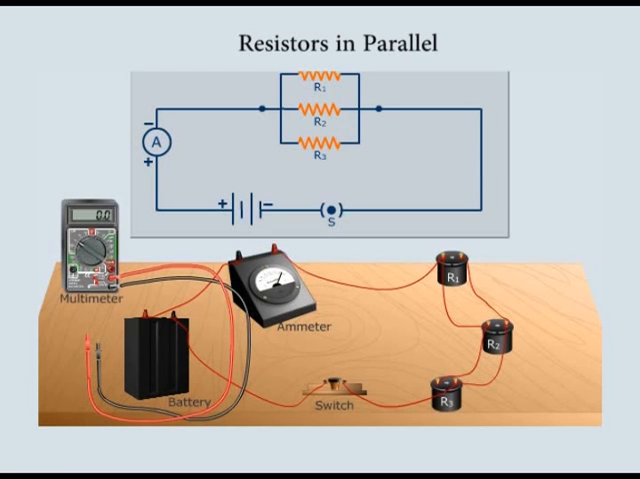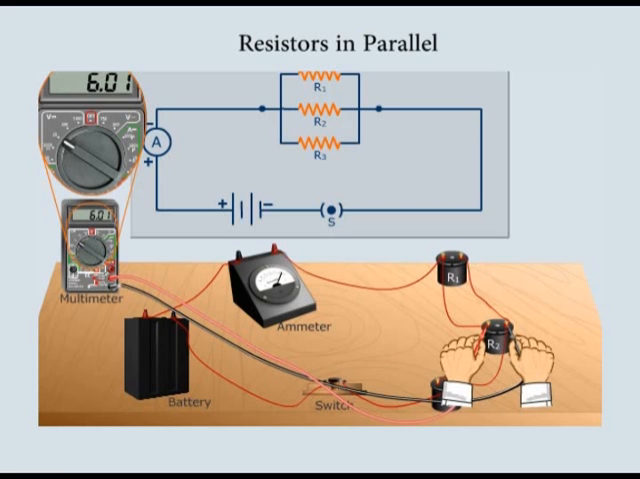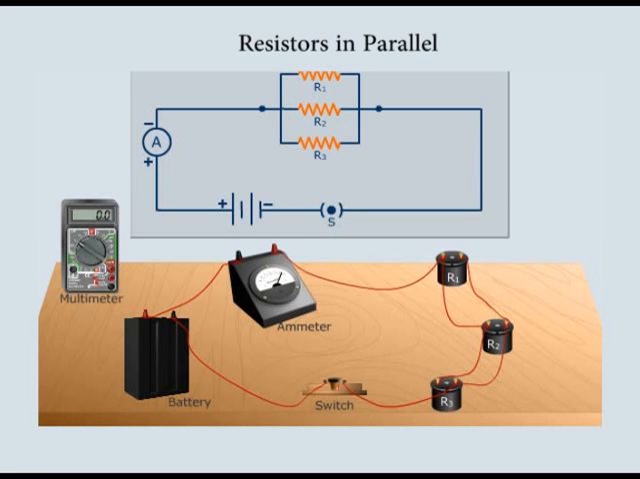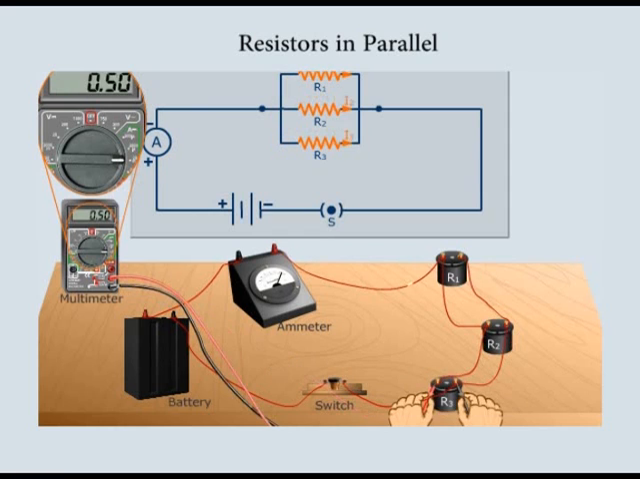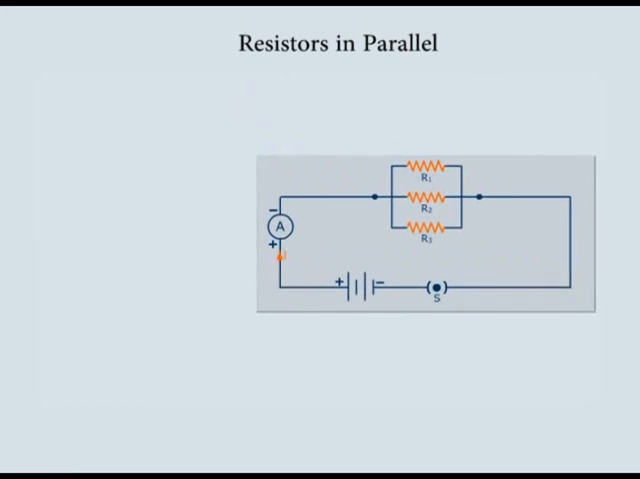Observe the multimeter reading when used to measure potential difference across R1, R2 and R3. Now observe the multimeter reading when used as an ammeter. You observe that the current flowing through R1, R2 and R3 is different, and that the potential drop V1, V2 and V3 across R1, R2 and R3 is the same. Let us now calculate the effective resistance of the circuit.